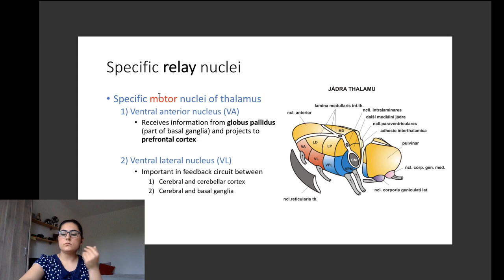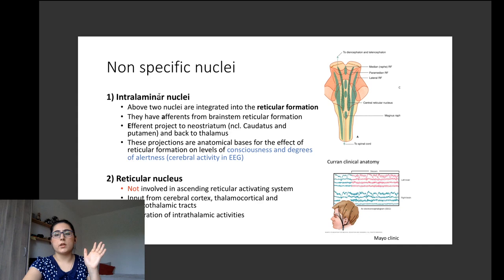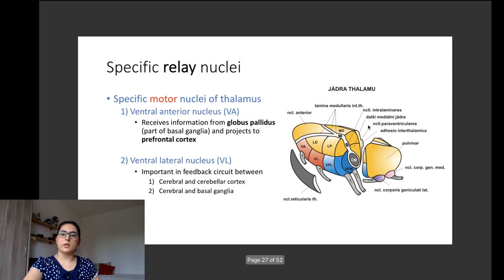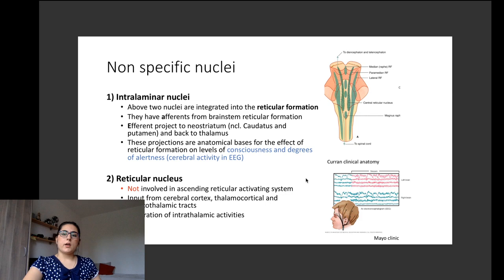All right, so we're done with specific nuclei. Now we're going to move on to non-specific, and then we're going to talk about association. Non-specific nuclei, we have two of them: intralaminar, which was over here, this guy, and reticular, which we spoke about over here. So intralaminar and reticular, which is next to the external lamina. What's the function of my intralaminar nuclei?